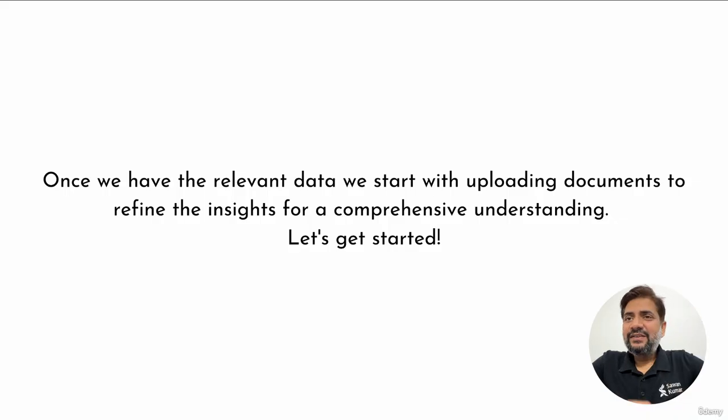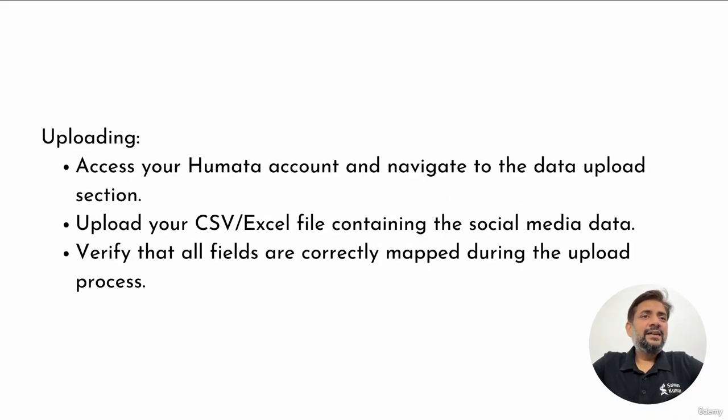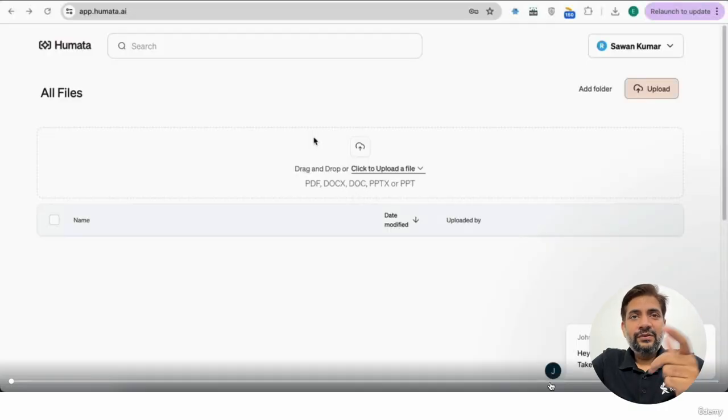So once we have the relevant data, we start with uploading documents to refine the insights. Uploading. So we access our Humata account. You can sign up for the free one and navigate to the data upload section. We upload the CSV file containing the social media data, verify that all the fields are correctly mapped during the upload process. Though, the CSV or Excel file does not work in Humata, you have to have it in a PDF format. So you have PDF, Doc, DocX or PPTX formats. These are the formats that are supported. So we try uploading the CSV file, but we see that it won't work.